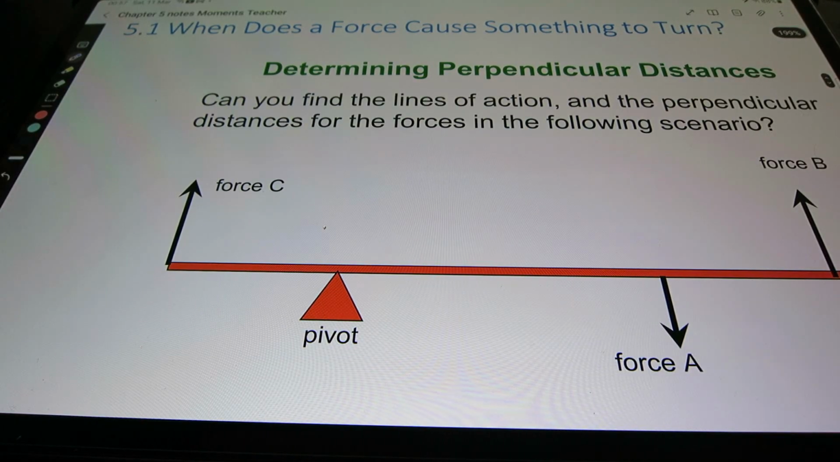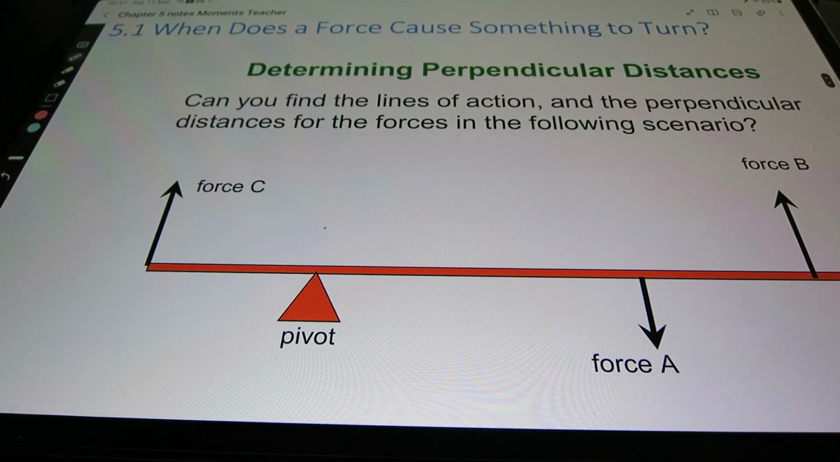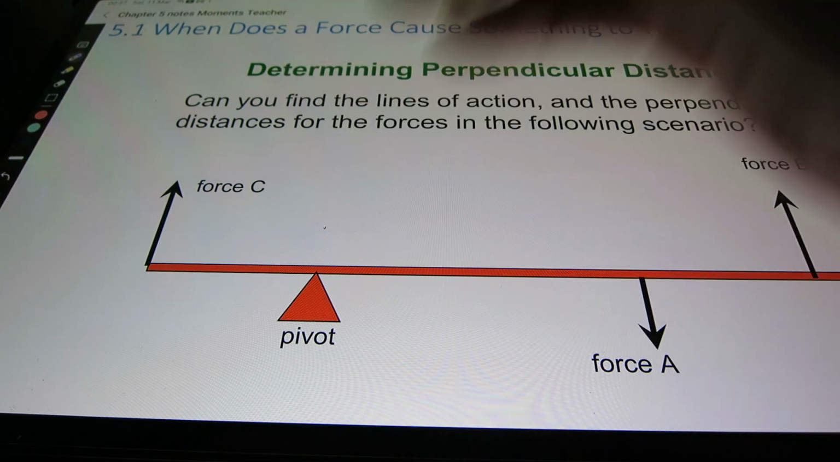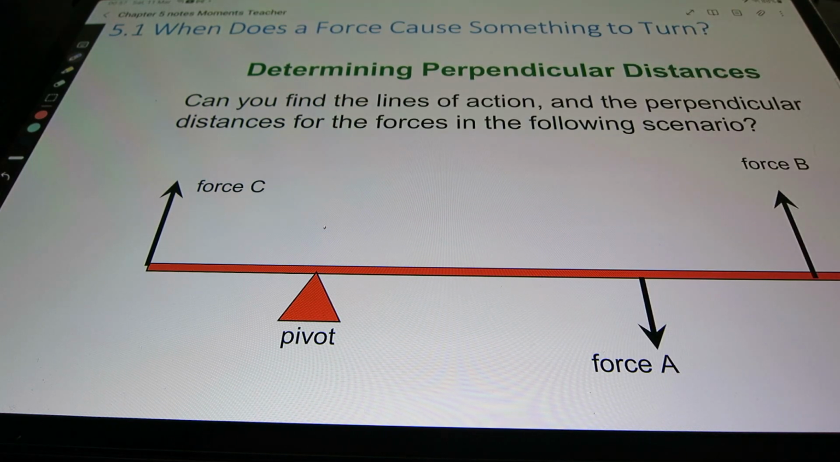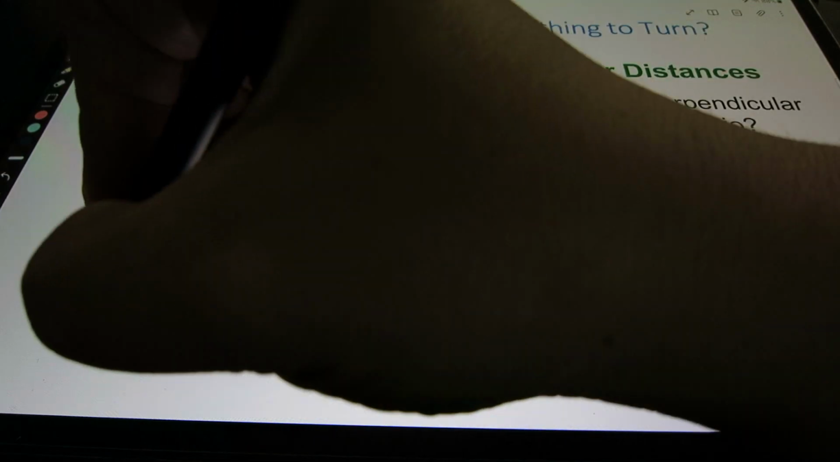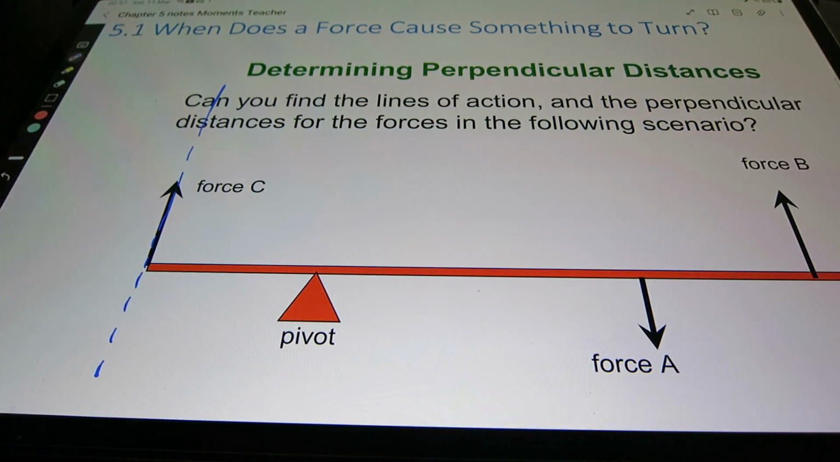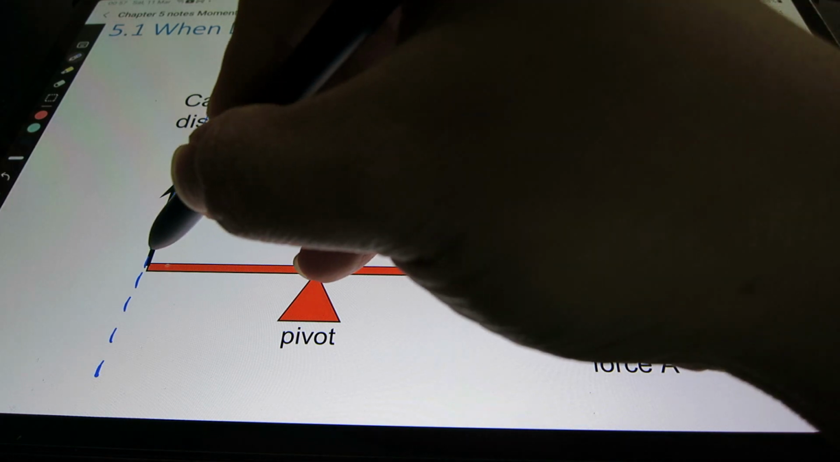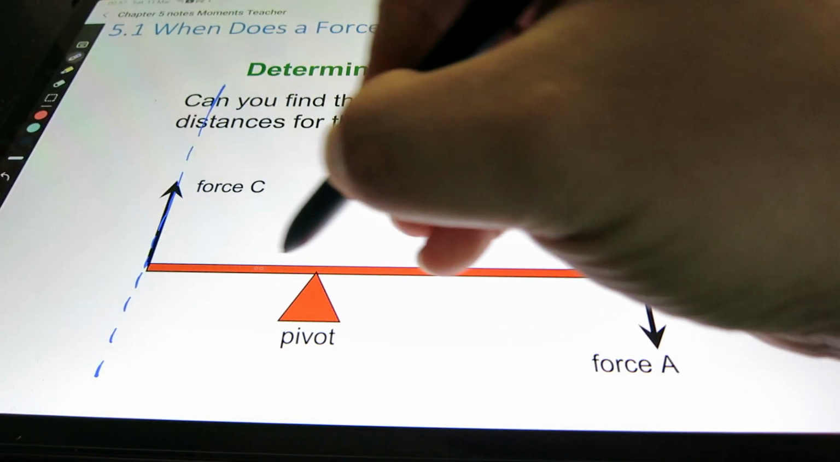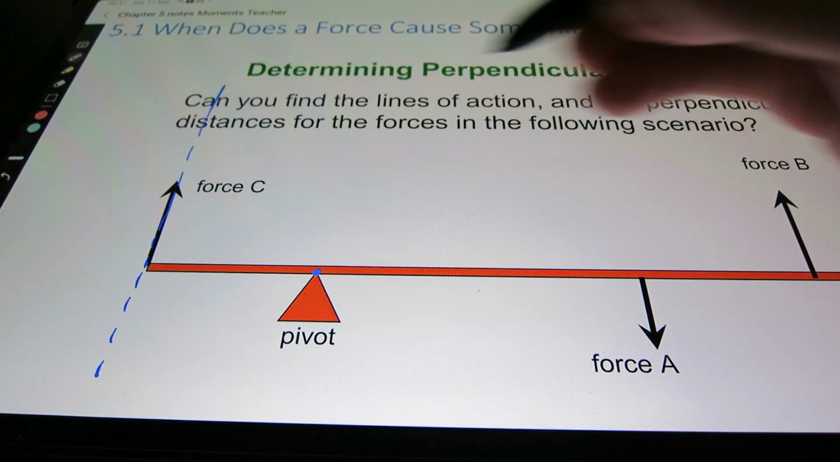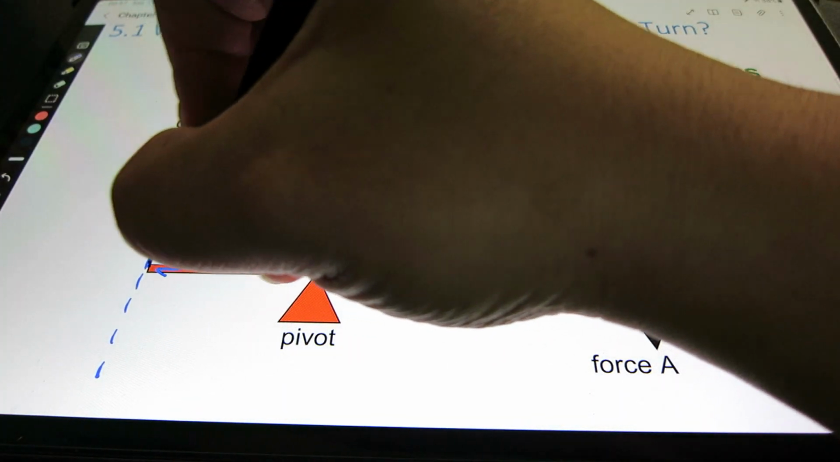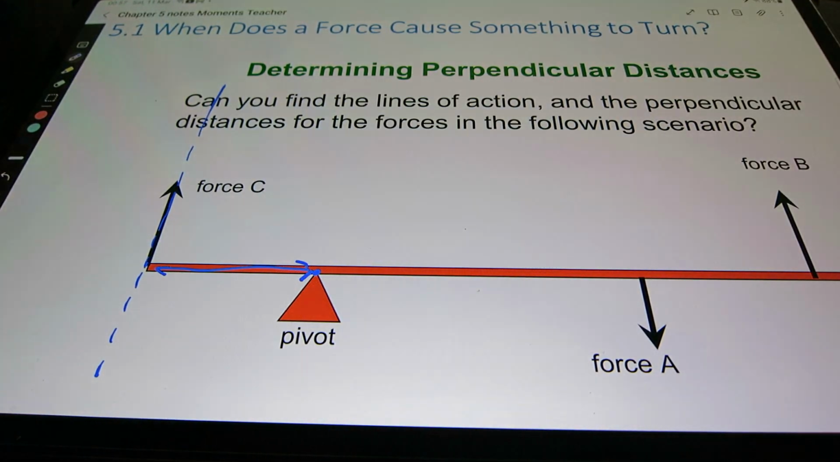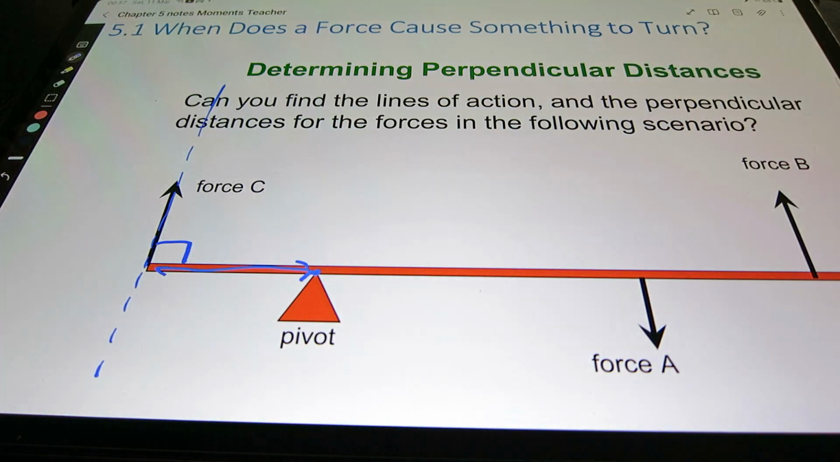Can you identify the perpendicular distance here? Alright, naturally most of you very easily, because all of them are perpendicular. So let's just follow and run through the steps. Step 1, extend the line of action of the force. Find the shortest distance between this line and the pivot point, which is the perpendicular distance, and the shortest distance is here to here. Alright, it is the line that is always perpendicular and hits.